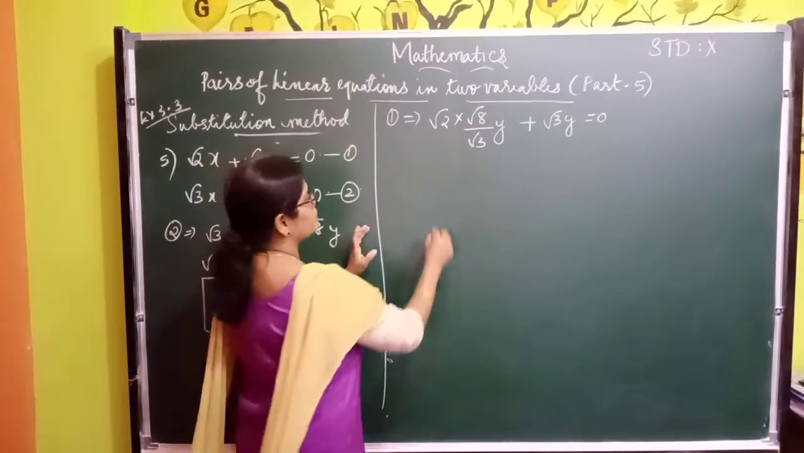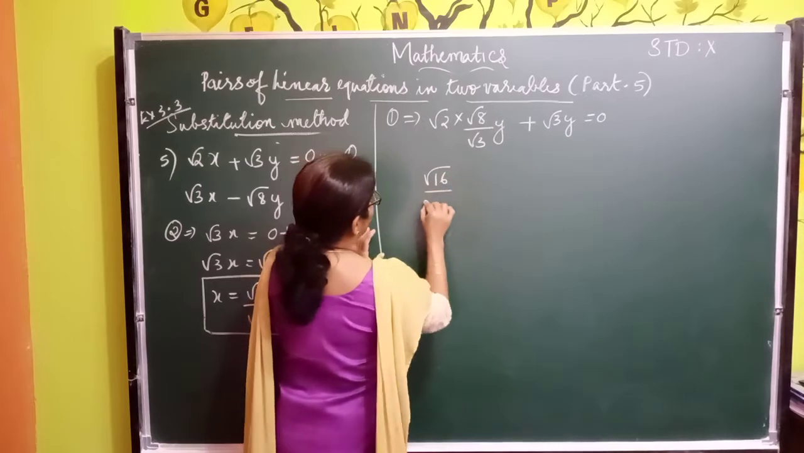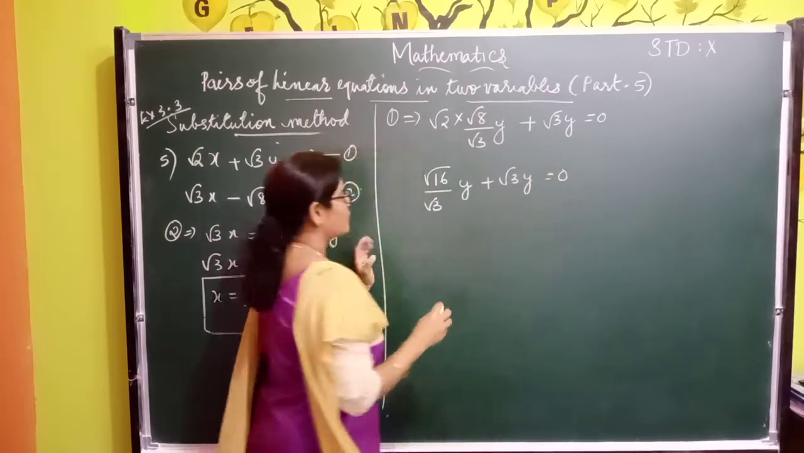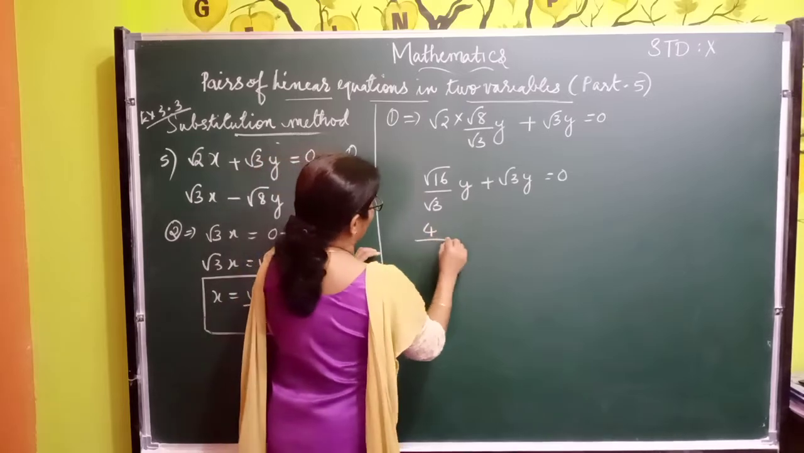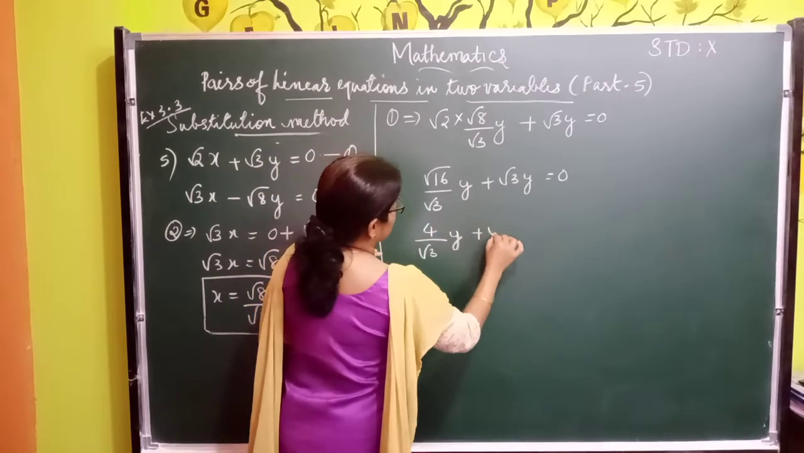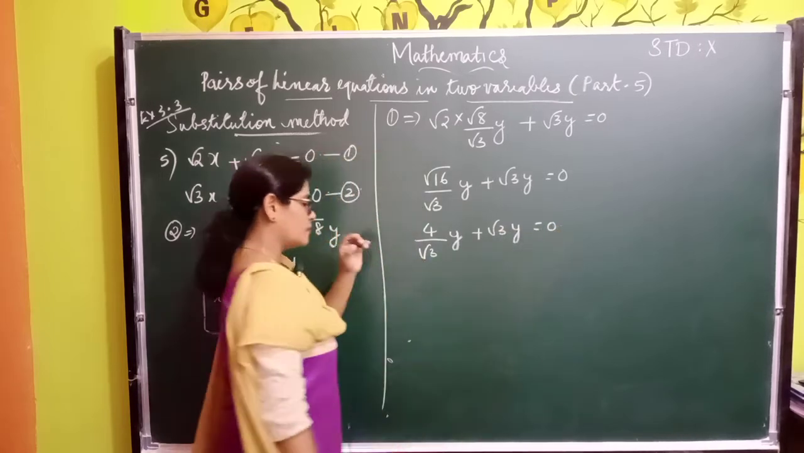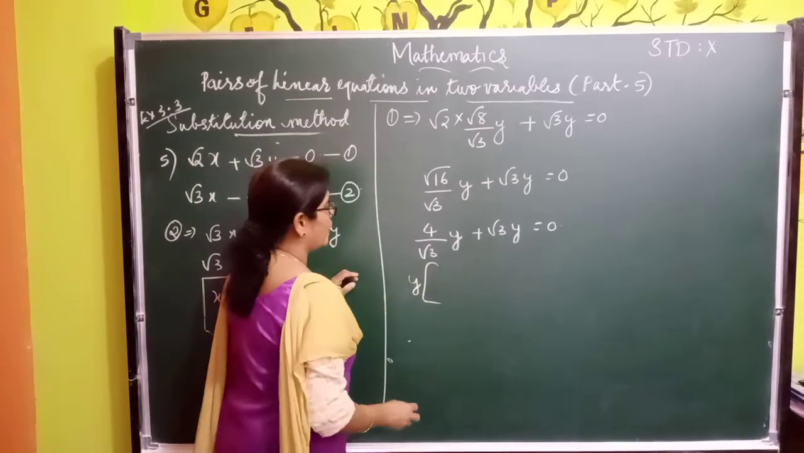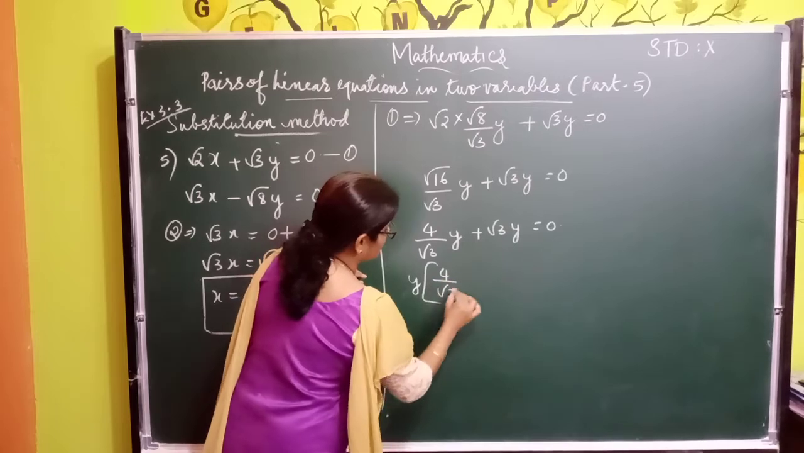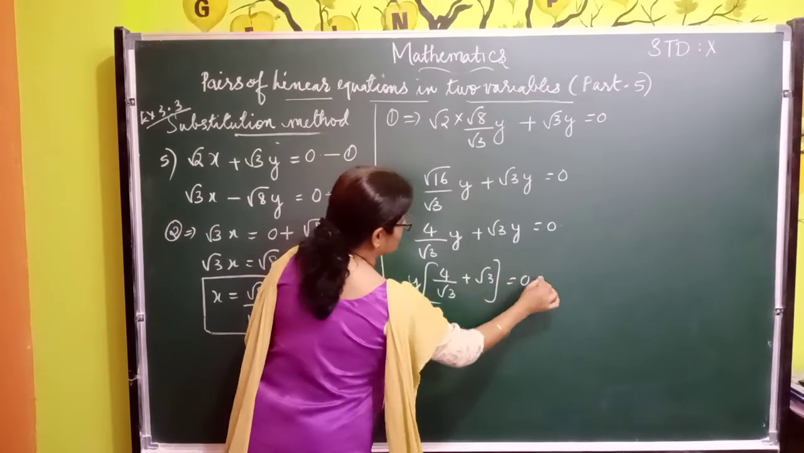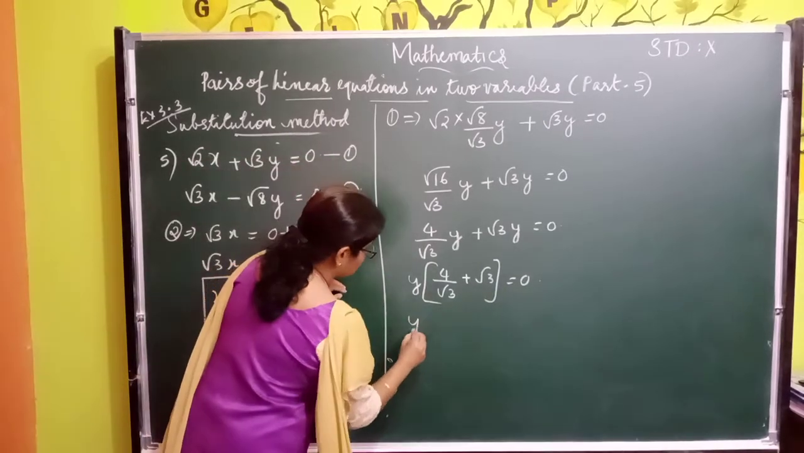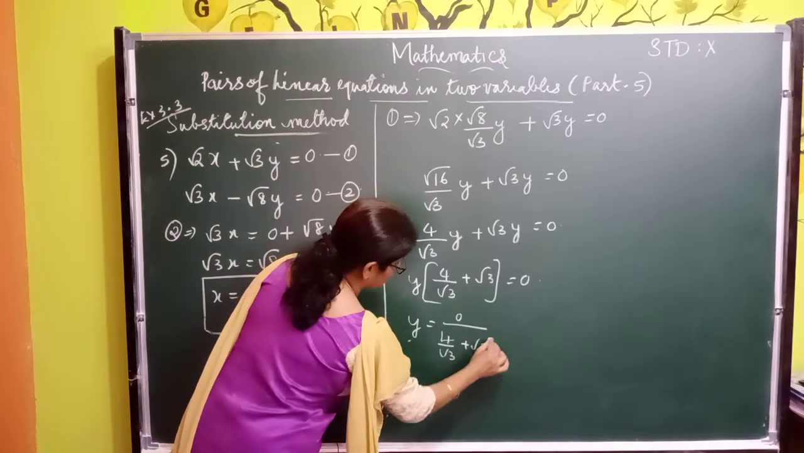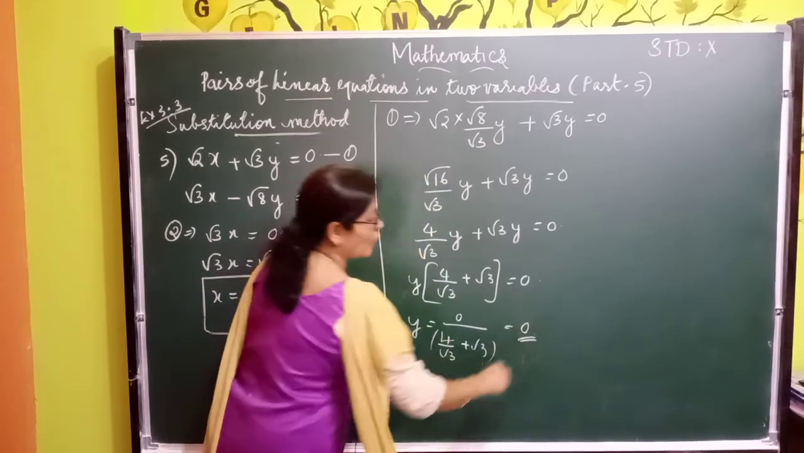Now, root 2 into root 8, root 16 by root 3 y plus root 3 y is equal to 0. And what is root 16? 4. 4 by root 3 y plus root 3 y is equal to 0. So I have y in common. So let us take y outside. So y into (4 by root 3 plus root 3) is equal to 0. And y is equal to 0 divided by 4 by root 3 plus root 3. What is it? y is equal to 0.